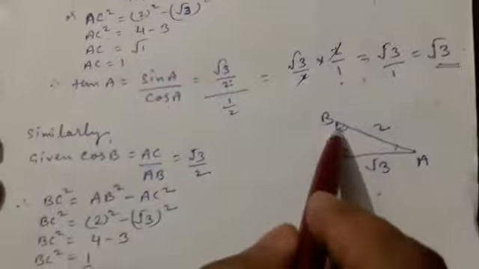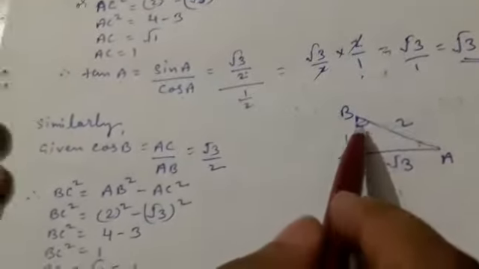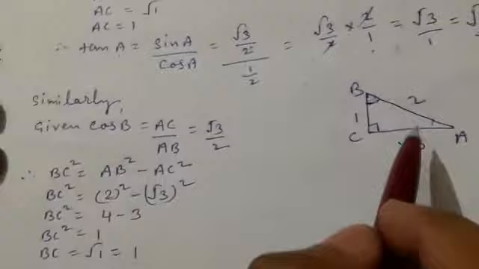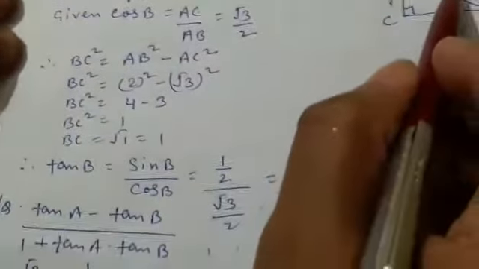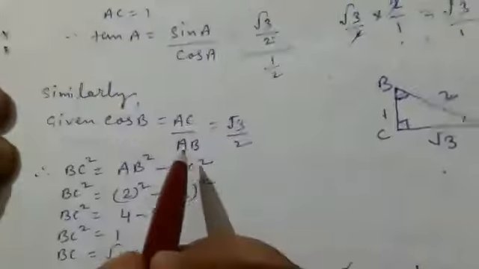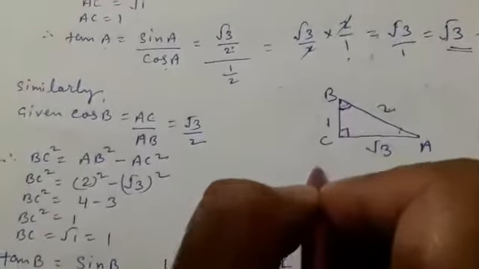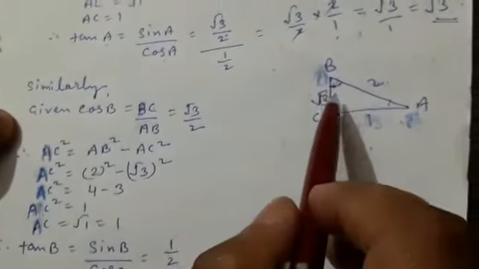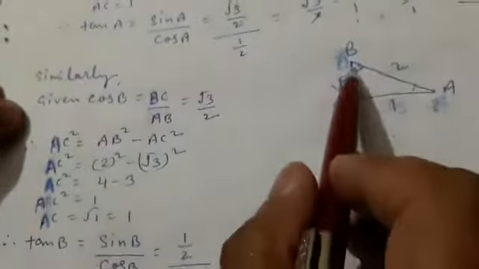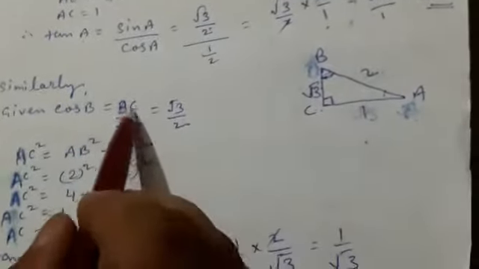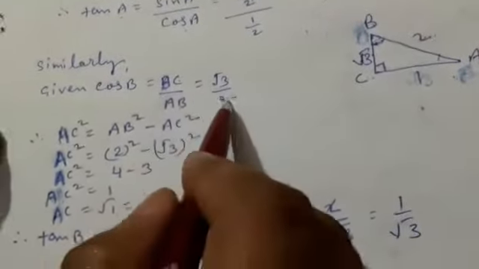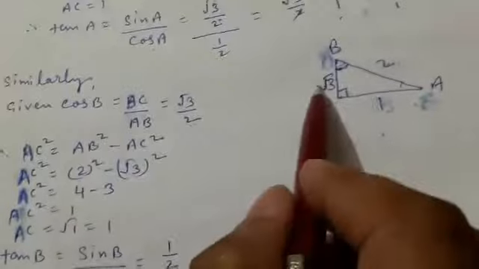So according to this angle, we will draw another triangle. According to this angle, cos B means B by H, that is BC by AB. Students, here it is given cos B is equal to root 3 by 2. So what is cos B? B by H means BC by AB, so BC by AB is equal to root 3 by 2. It means BC is equal to root 3 and AB is equal to 2. So let us write down BC is equal to root 3 and AB is equal to 2.